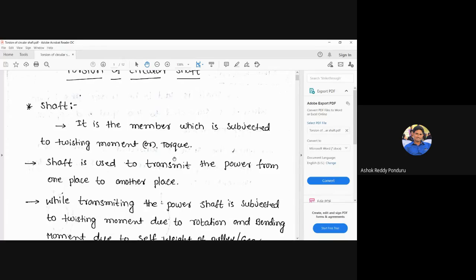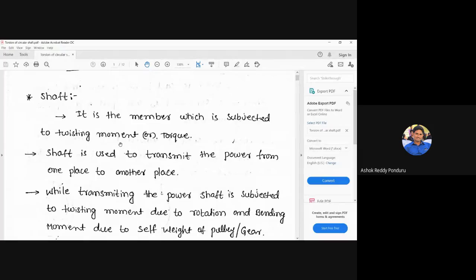We know that generally moment is nothing but force into perpendicular distance. That kind of moment we are calling a twisting moment.